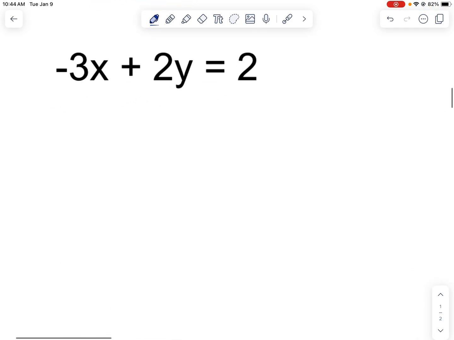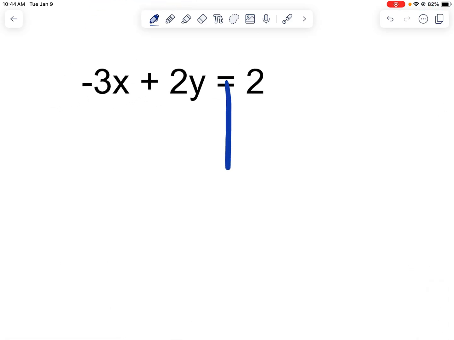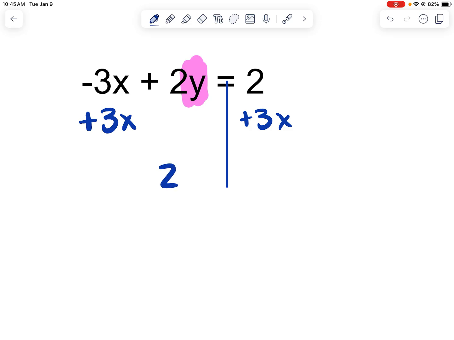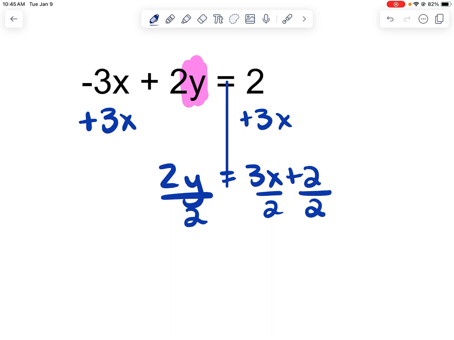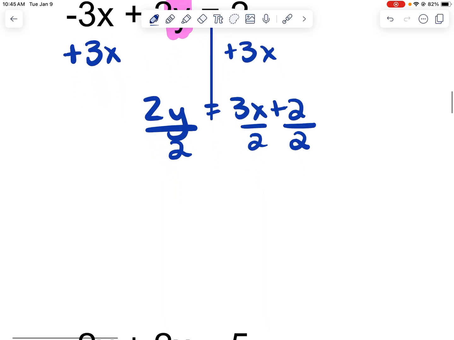Over here, I have the x and the y on the same side of the equal sign. So that means I need to move the x to the other side because I want y to be by itself. This is negative 3x, so I need to do the opposite, which is plus 3x on both sides of the equal sign. I get 2y equals 3x plus 2. Then I have a coefficient of 2, so I'm going to divide everything by that 2. This cancels, and that becomes just plain y.